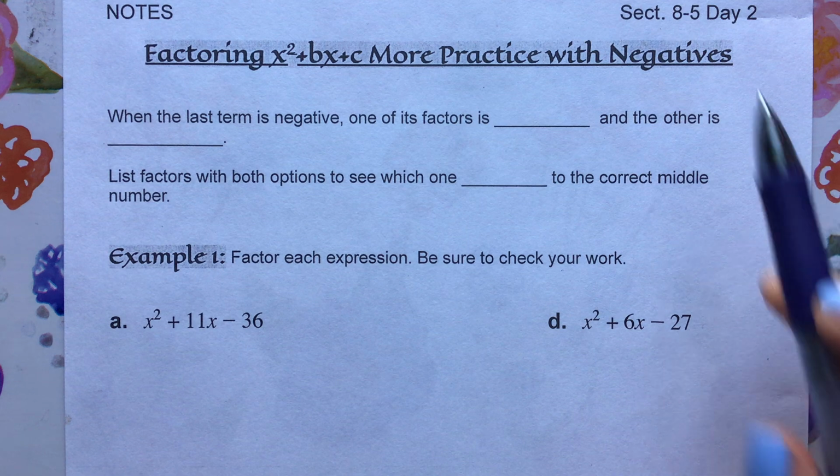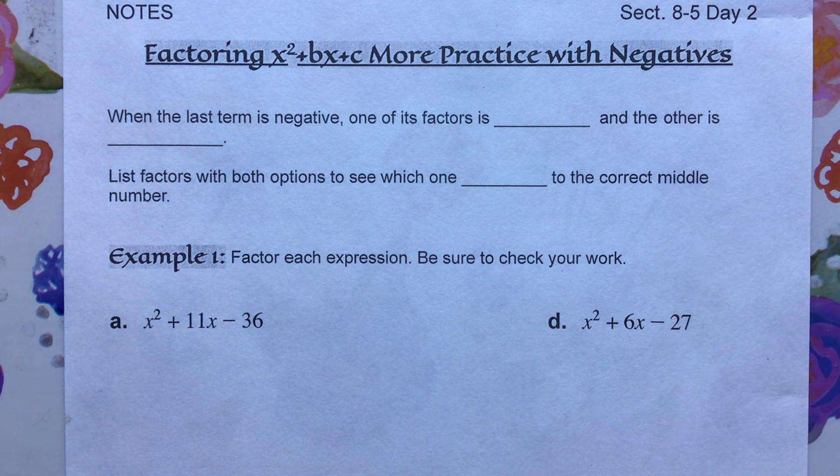We are still in section 8-5, but now we're in 8-5 day 2, and we are still factoring x squared plus bx plus c, but we want to practice with a few more examples with negatives, because negatives can definitely throw us off a little bit. So what I'd like for you to be able to do is to factor a trinomial into two binomials regardless of where negatives are in the expression.